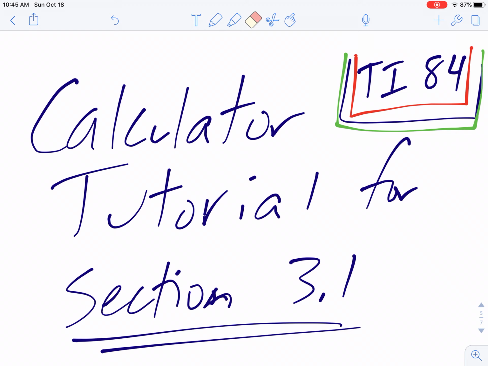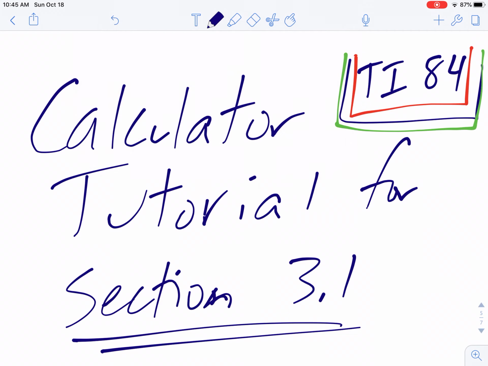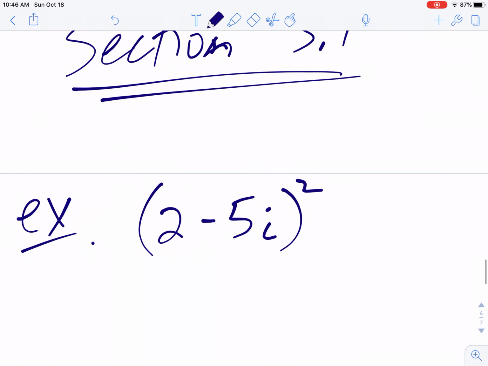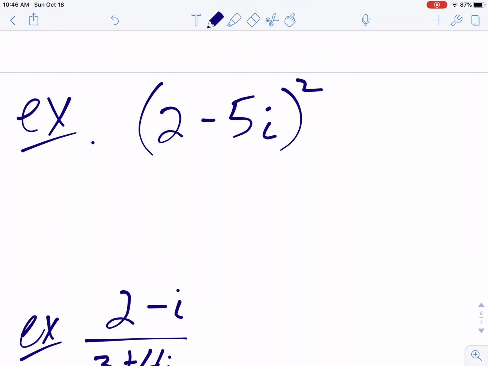You're just going to have to do some research of how to change your settings, and I can help you really if you want to set up a Zoom to do that, or email me. But for this tutorial, if you have a graphing calculator, Texas Instruments TI-84 or TI-83, you can do pretty much all of section 3.1 on your calculator, which is more than half of your assignment.